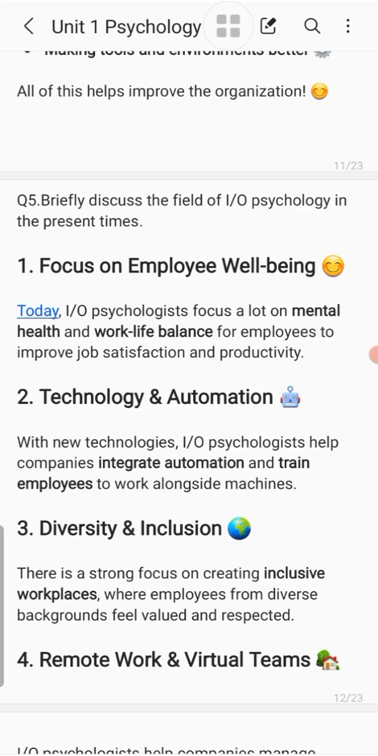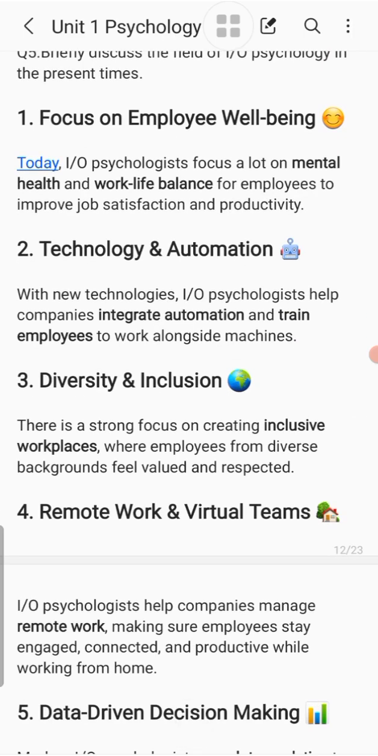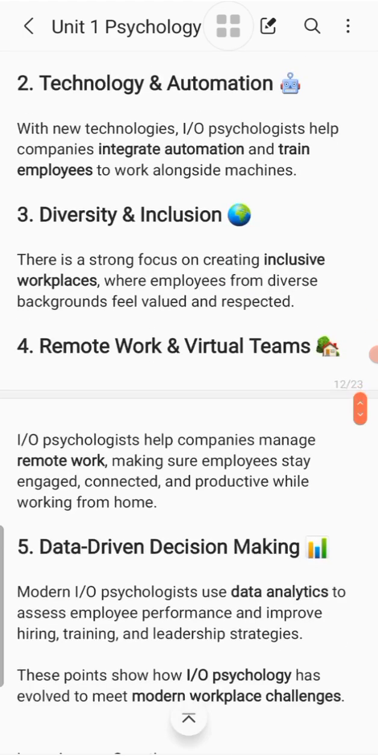Technology and automation. With new technologies, industrial psychologists help companies integrate automation and train employees to work alongside machines. Diversity and inclusion. There is a strong focus on creating inclusive workplaces where employees from diverse backgrounds feel valued and respected. Remote work and virtual teams.